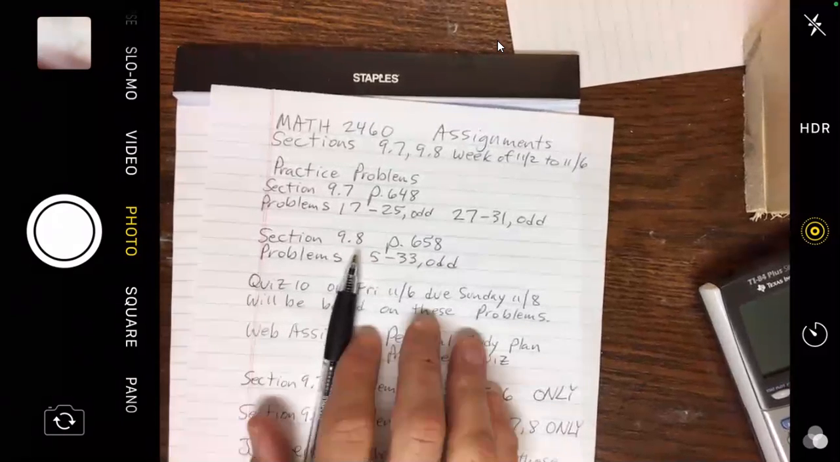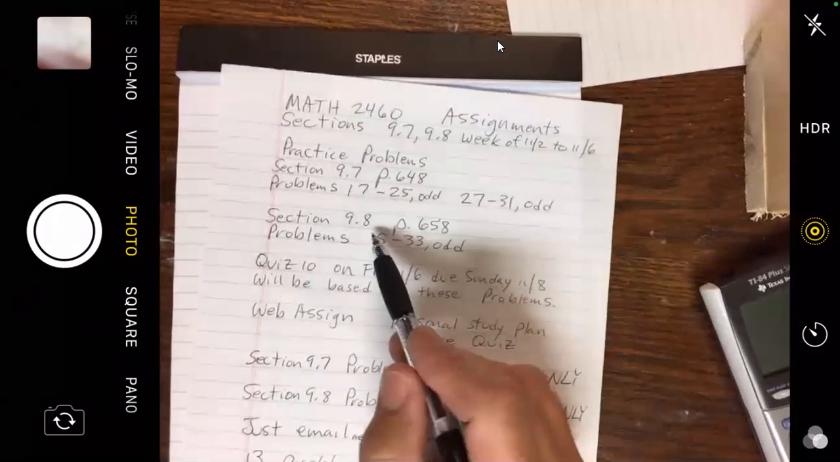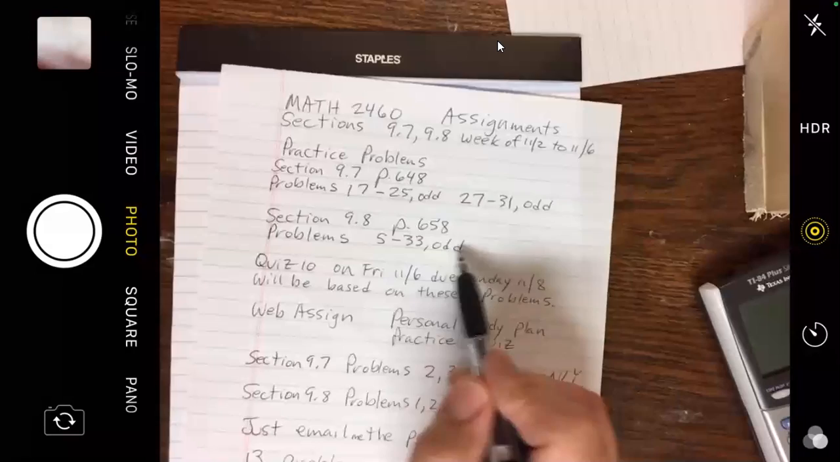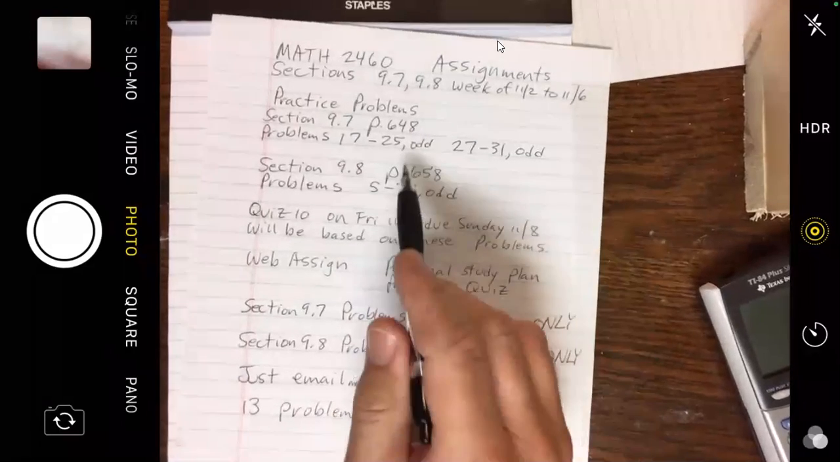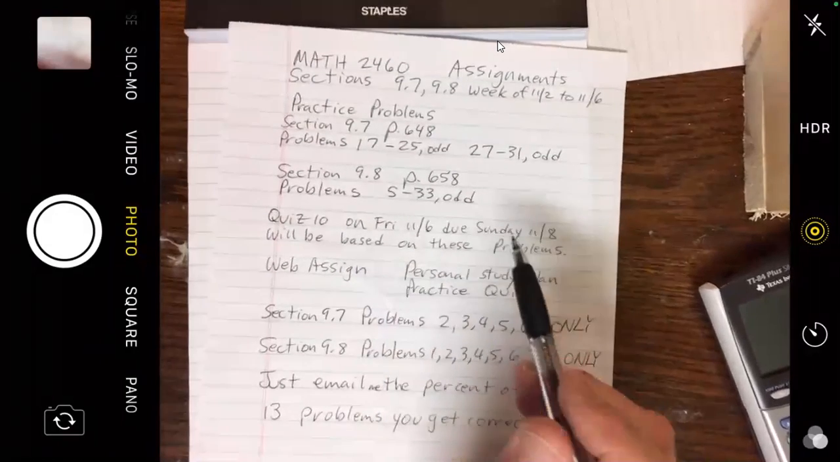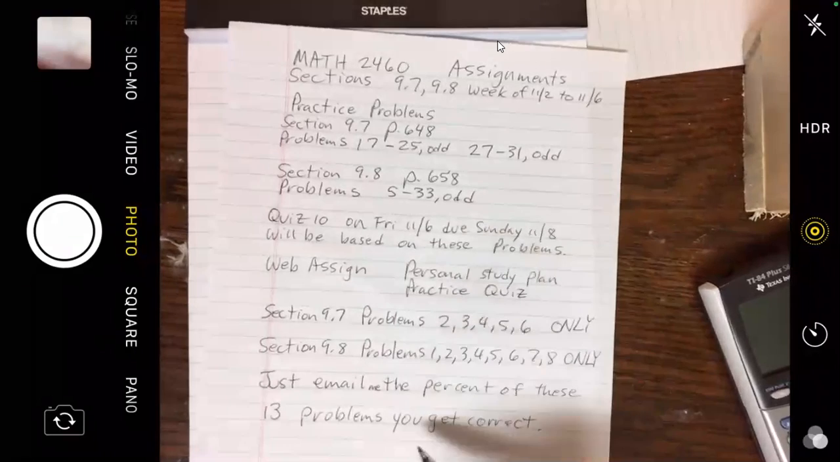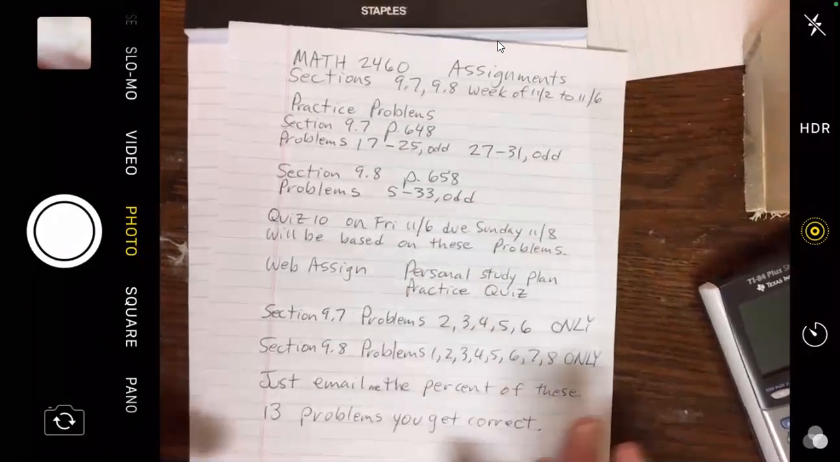All right, so real quick on the assignments, 9.7, we got these practice problems, 9.8, page 658, these practice problems. We'll have a quiz this week. Next week, we'll have 9.9 and 9.10. That'll finish chapter 9 with a test next week. Web assign these problems, and in 9.8, those problems, email me the percent that you get correct, trying to keep it to a standard procedure here.